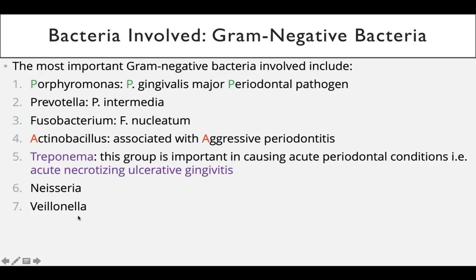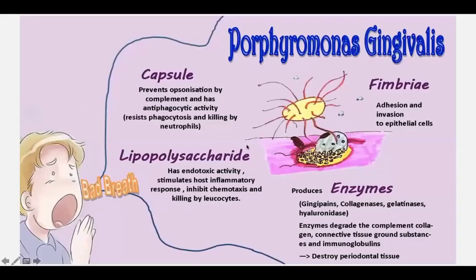Then Neisseria and Bellonella. I want you to at least remember Porphyromonas, Actinobacillus, Treponema, and what they cause. If you name others, perfect. Okay, let's move on. So here we have Porphyromonas gingivalis because it was very important. It has a capsule which prevents opsonization. You know what is opsonization? Then there is fimbriae, which helps in attachment. It has a capsule which prevents opsonization by the complement system and has anti-phagocytic activity. Of course, it will not allow it to engulf.